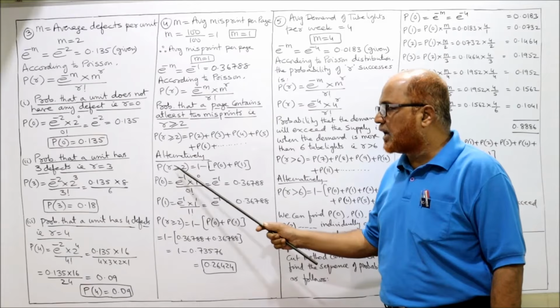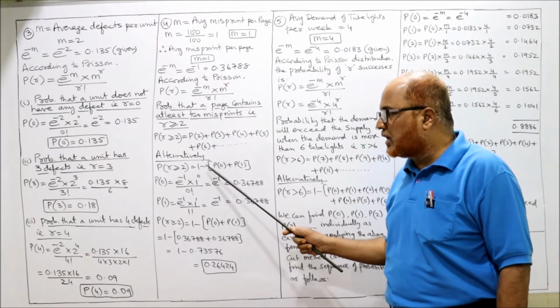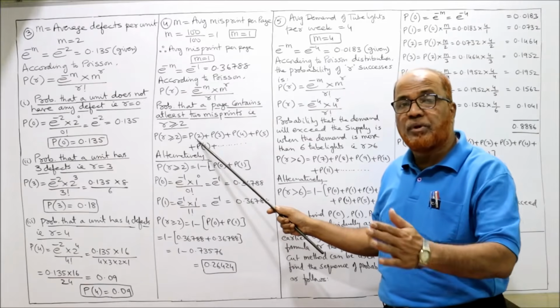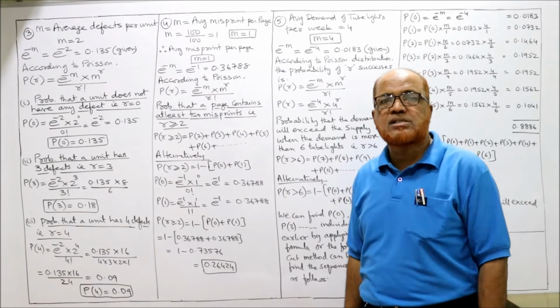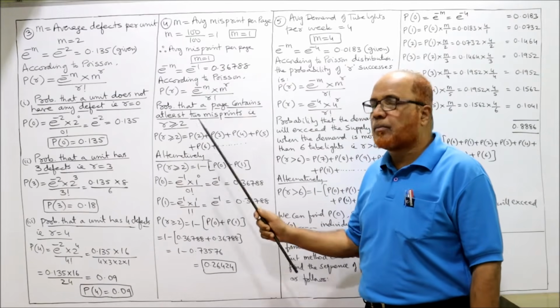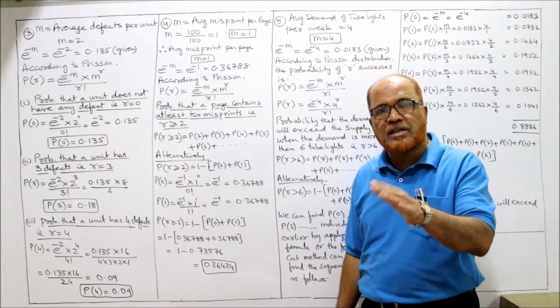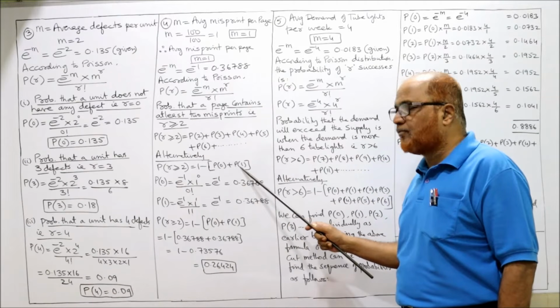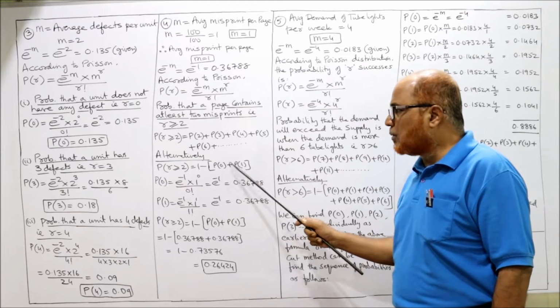Alternative method: P of r greater than or equal to 2 is equal to 1 minus. We have started here from 2. So before 2, what are the probabilities? P of 0 and P of 1. What probabilities will be before 2? P of 0 plus P of 1. So 1 minus P of 0 plus P of 1.